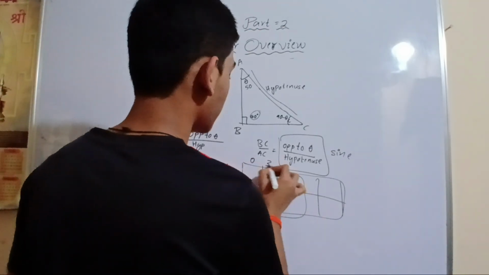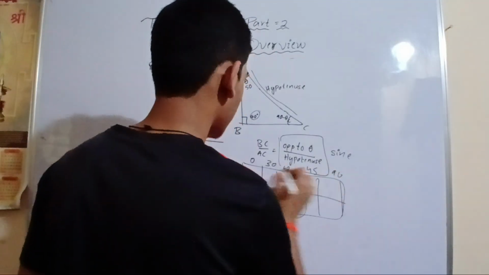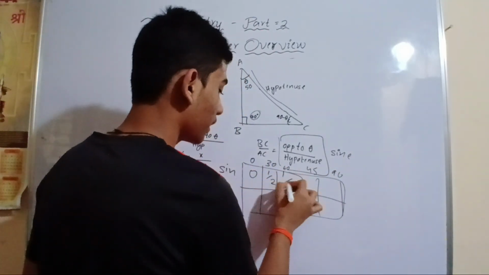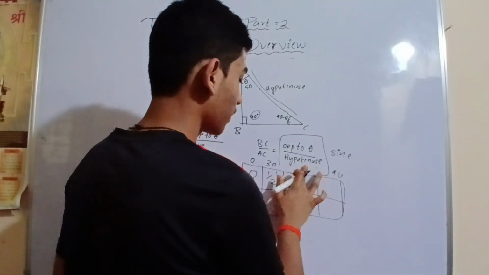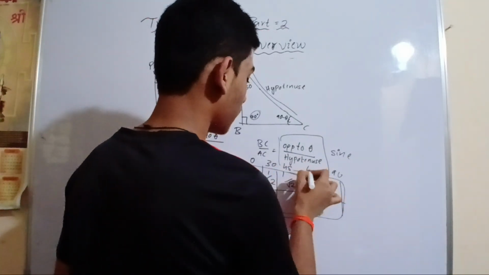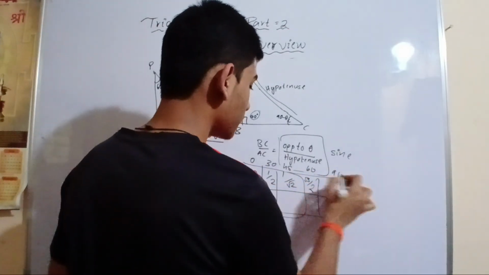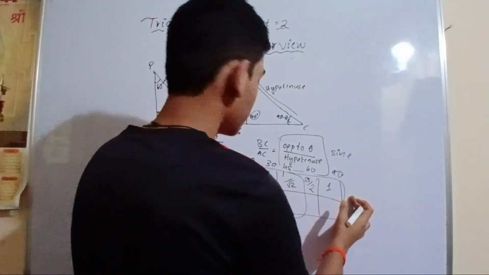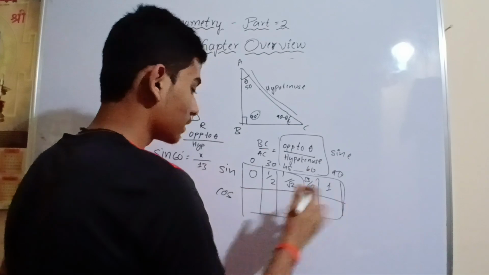0, 30, 60, 45, 90. Sine 0 is 0. Sine 30 is 1 by 2. Sine 45 is 1 by root 2. Sine 60 is root 3 by 2. Sine 90 is 1. And just reverse this order and you will get the cos values.